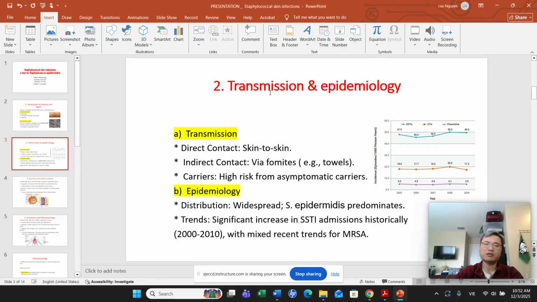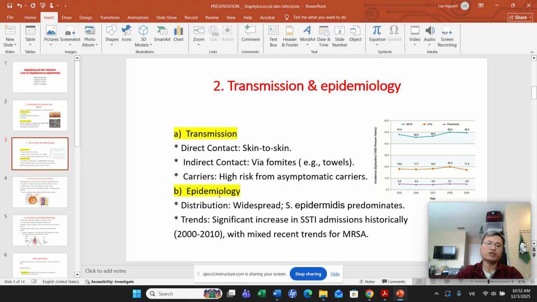2. Transmission and epidemiology. They have two types of transmission: direct contact, skin to skin, and indirect contact via fomite, for example, a towel. We also need to remember about carriers. There is a high risk from asymptomatic carriers.